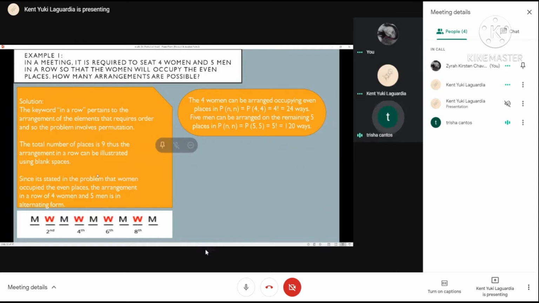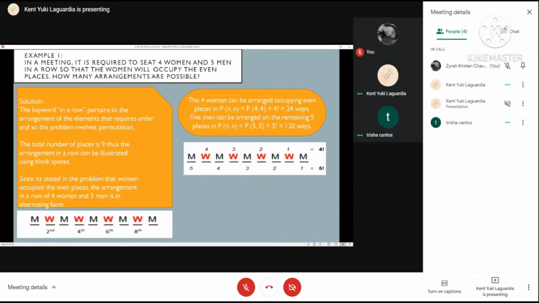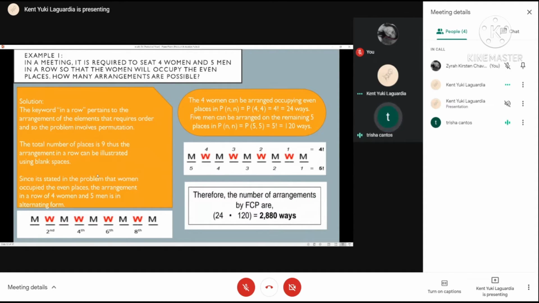The 4 women can be arranged occupying even places in 4P4 equals 4 factorial equals 24 ways. 5 men can be arranged on the remaining 5 places in 5P5 equals 5 factorial equals 120 ways. Therefore, the number of arrangements by FCP is 24 times 120 equals 2,880 ways.